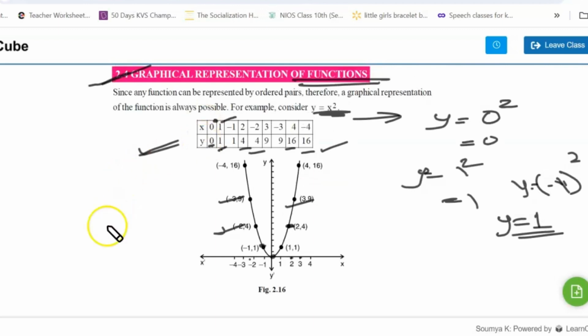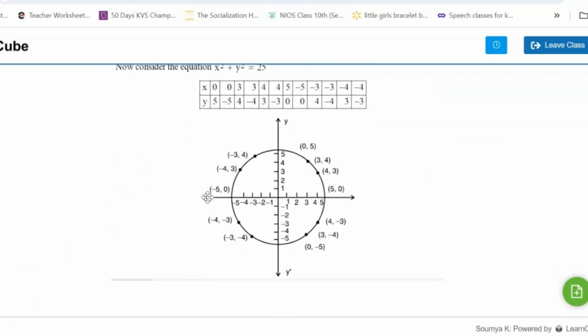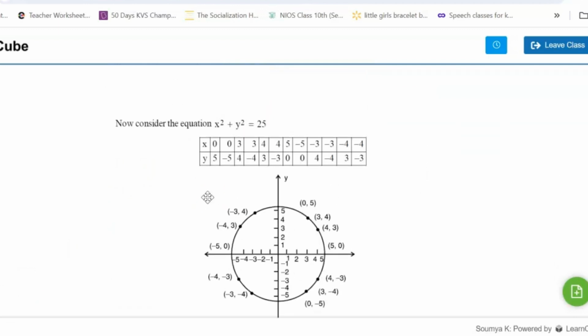Let's see another example. The example is this one, that is x square plus y square equal to 25. This usually represents a circle's equation. So you have to take this equation into account, and then based on the x values, find out what will be the y value. So how to find that: x square plus y square equal to 25.